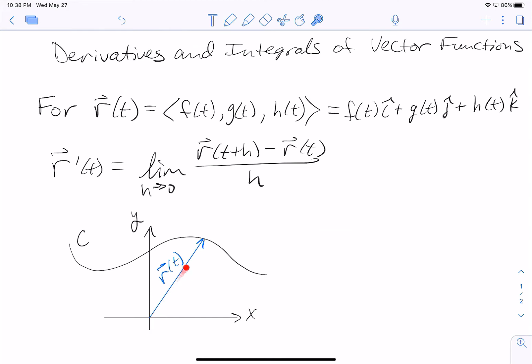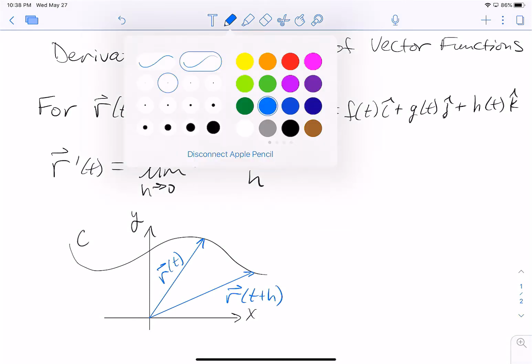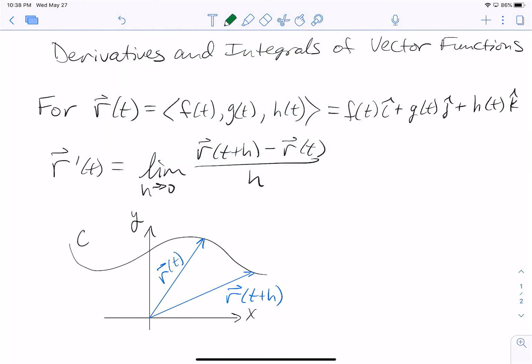So here we have a vector r of t with its head as a point on C. And then we're going to draw another vector, r of some other value. Let's see. How about if we use t plus h? Yeah, I'm sure you saw that coming, right? We're going to form a third vector from the head of r of t to the head of r of t plus h. That third vector is r of t plus h minus r of t.